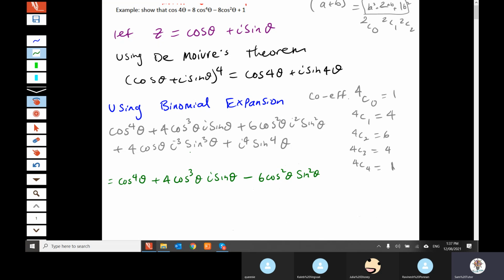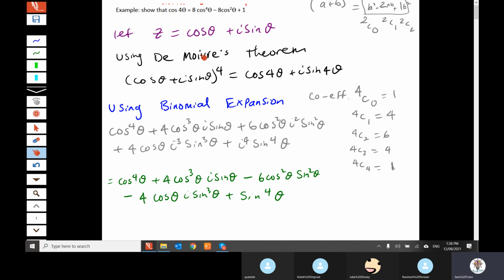So that's good. And then what about i cubed? What does i cubed become? Negative i. So negative 4 cos theta i sine cubed theta. And then again, what does i to the 4 become? That becomes 1. So that's just positive sine to the 4 theta. Any questions there? We're very close.